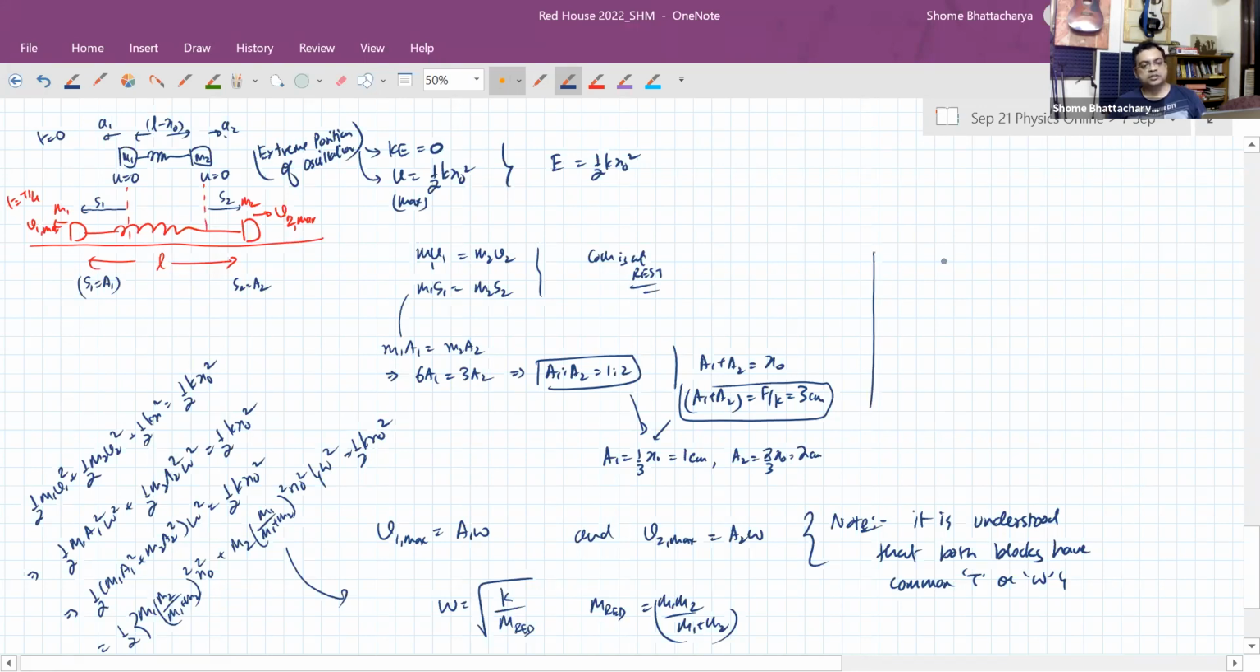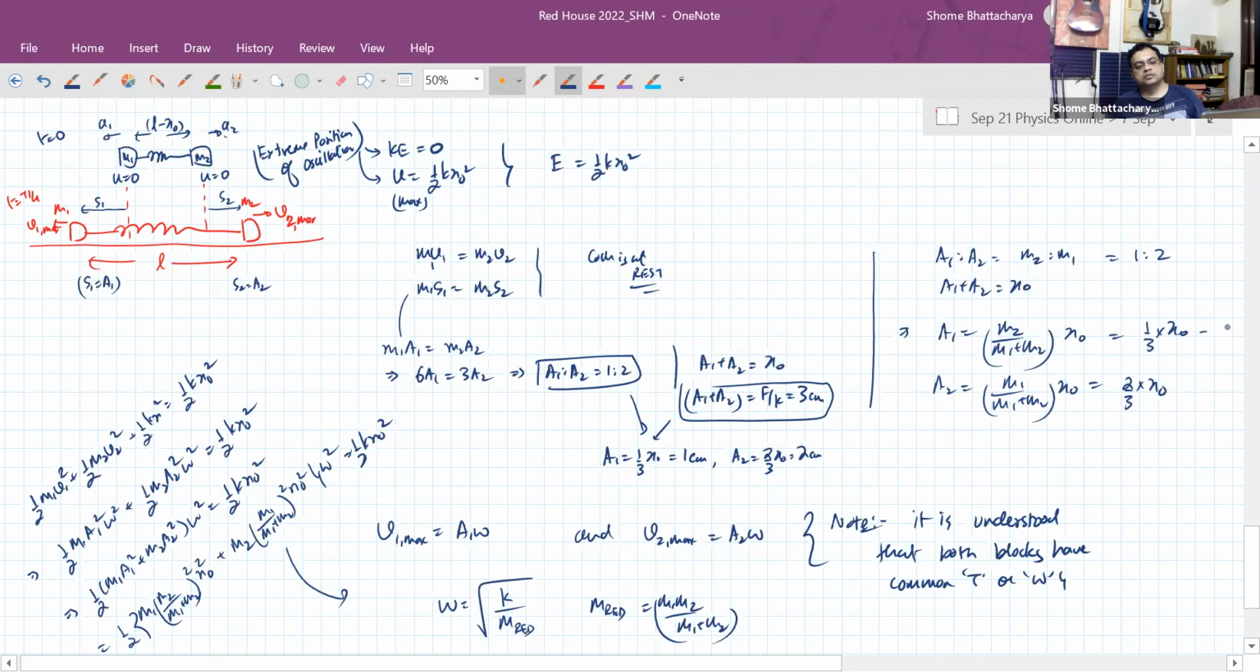So here I'm generally using this relation that A1 is to A2 is M2 is to M1, and A1 plus A2 is x naught. So A1 is M2 upon M1 plus M2 x naught, which in this case this is 1 is to 2, so this becomes 1/3 of x naught. And A2 is M1 upon M1 plus M2 x naught, which in this case is 2/3 of x naught. So I'm using the general terms here, and a bit of algebra is still required for this, but you can see that omega will come out to be this.